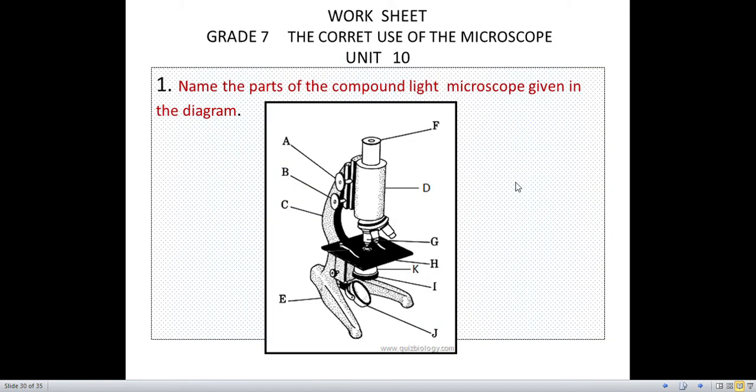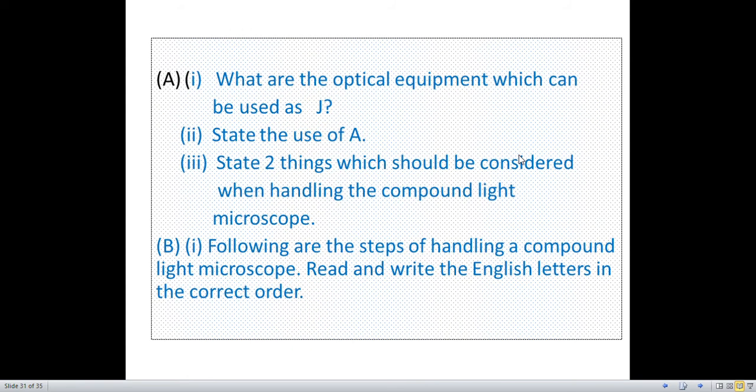Now, the worksheet, the correct use of the microscope, unit 10. You have to name the parts of the compound light microscope given in the diagram. What are the optical equipment which can be used as J? State the use of A. State two things which should be considered when handling the compound light microscope. Part B1. Following are the steps of handling a compound light microscope. You have to read and write the English letters in the correct order.